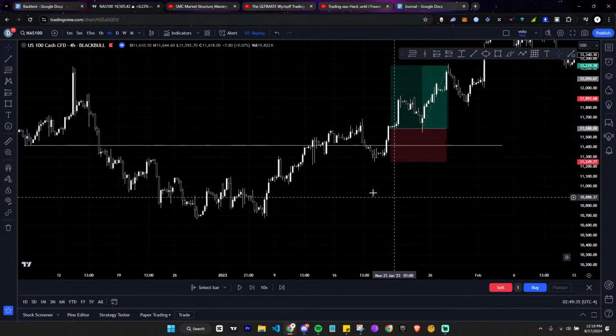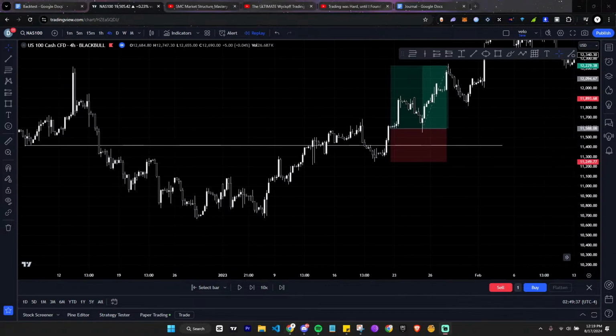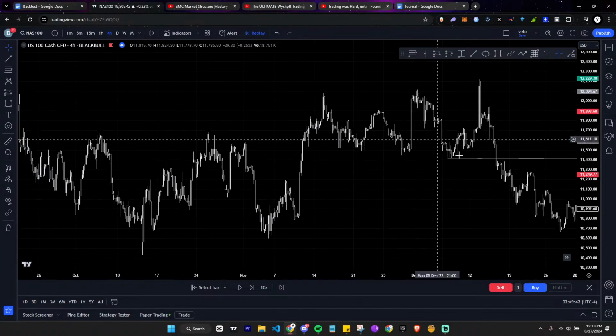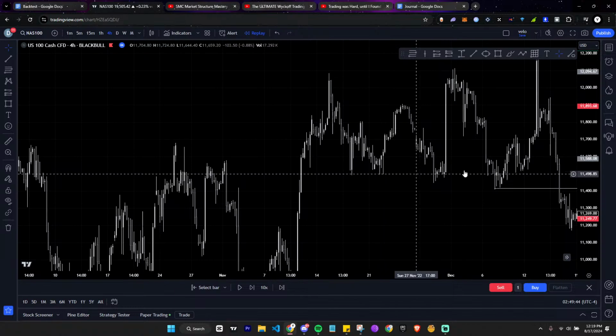It's almost a 1 to 2, and we hit that. See right here, we hit that over here. Simple, easy stuff. Okay, so we swept liquidity right here.